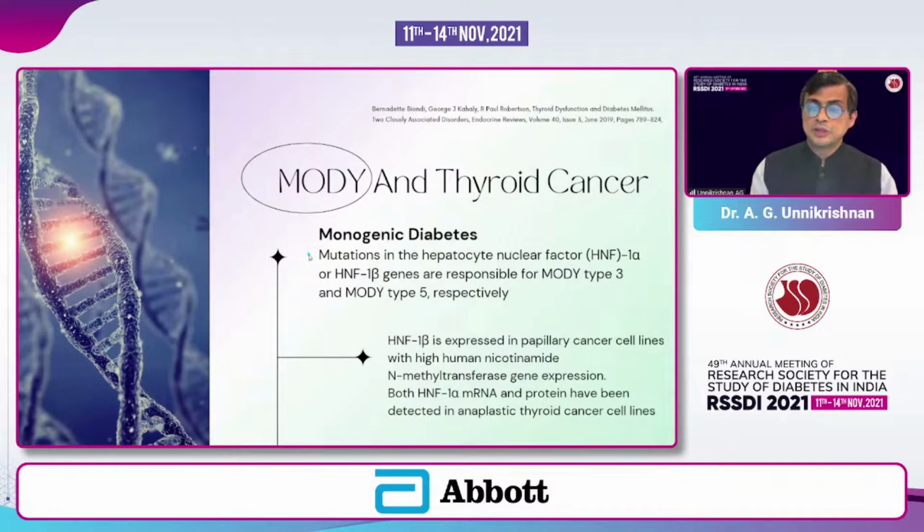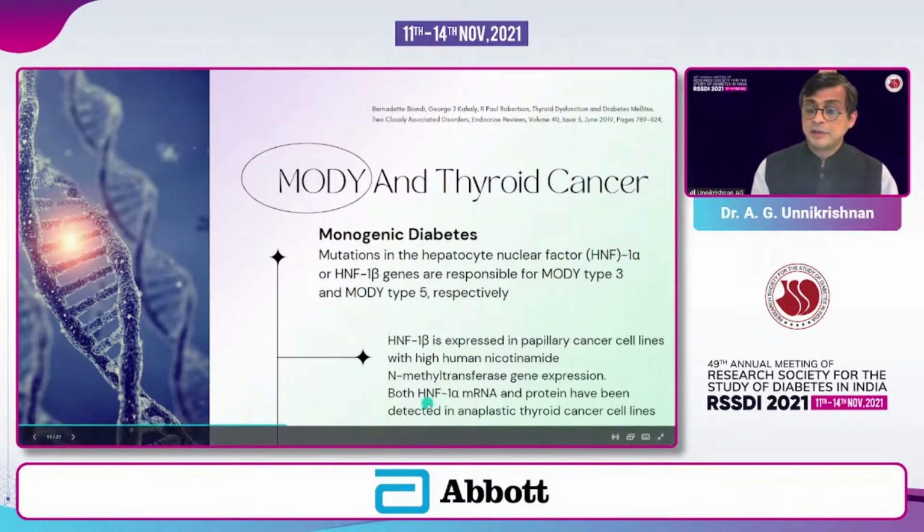Now, there are many types of monogenic diabetes, but if you look at these two mutations in the hepatocyte nuclear factor 1 alpha and hepatocyte nuclear factor 1 beta, they are responsible for MODY type 3 and MODY type 5 respectively. HNF1 beta is a cause of MODY type 5, but it is also expressed in papillary cancer cell lines of certain types. And HNF1 alpha, which is responsible for MODY type 3, its mRNA and protein have both been detected in anaplastic thyroid cancer cell lines.